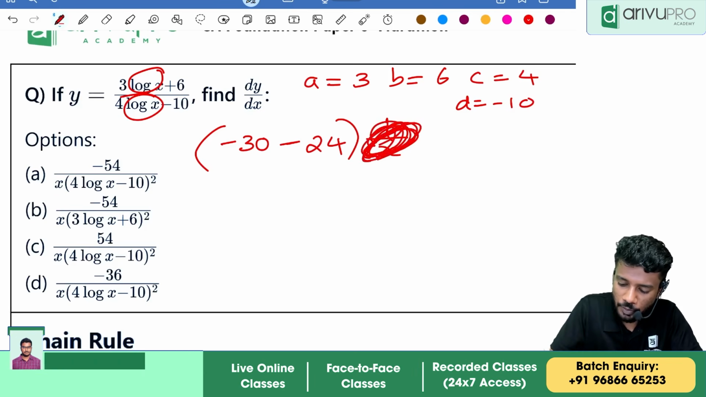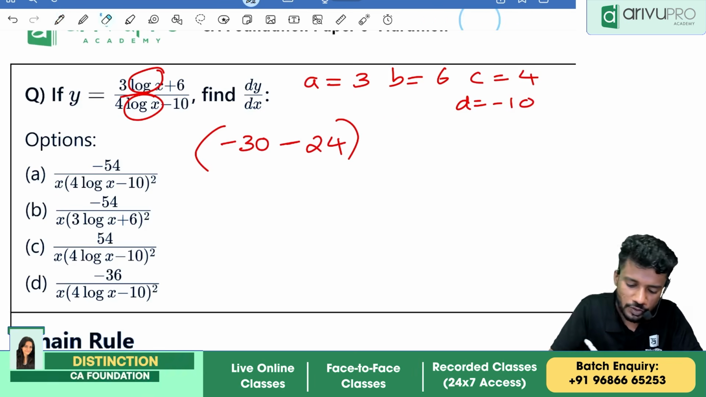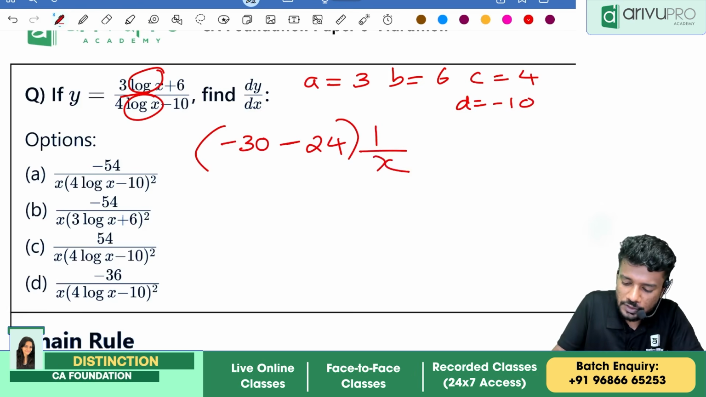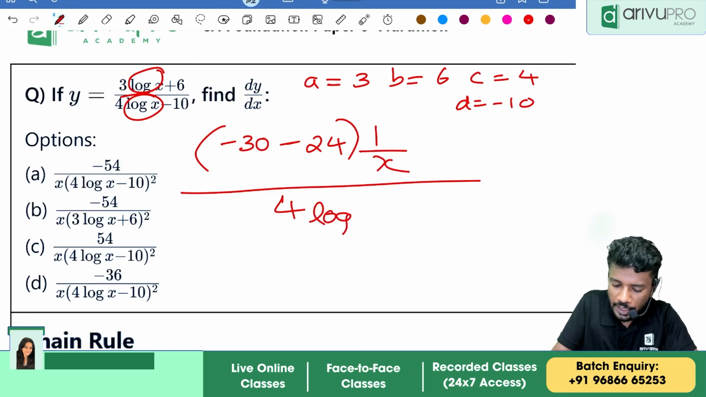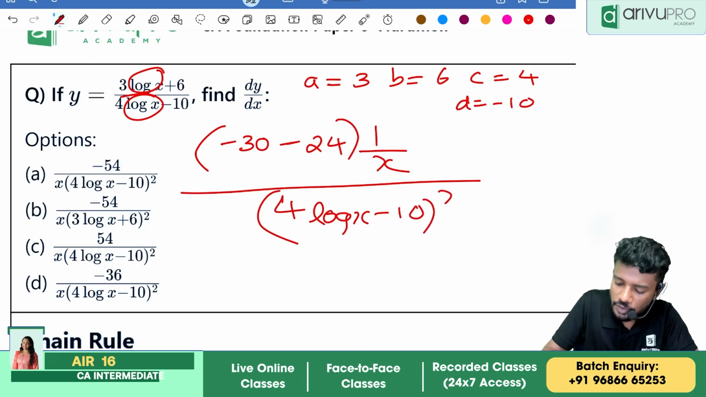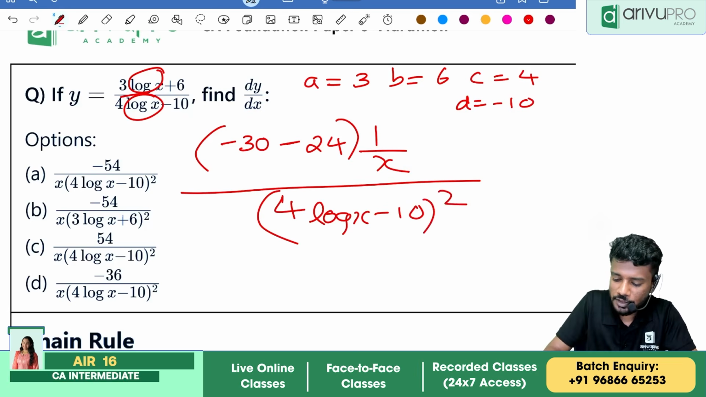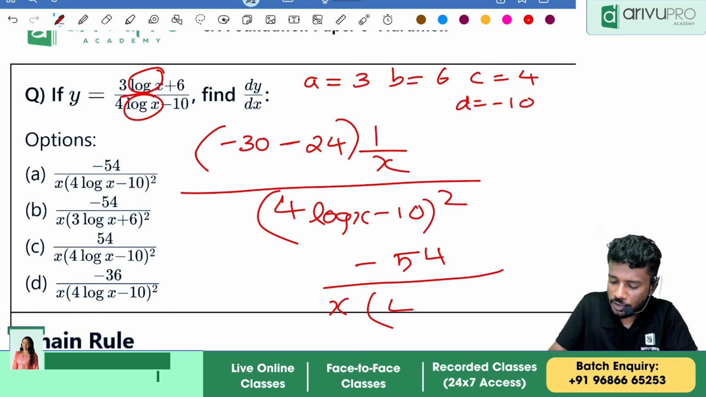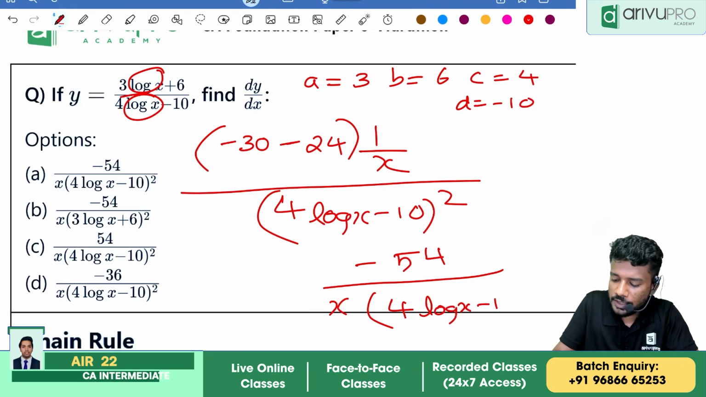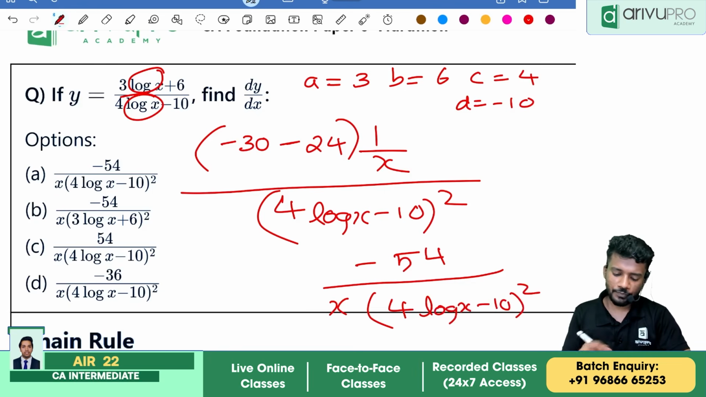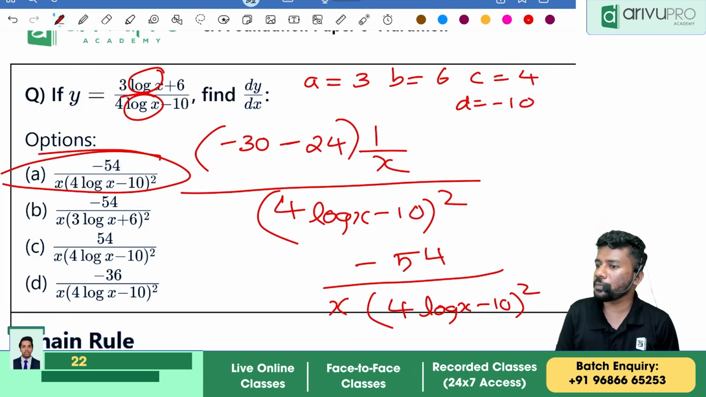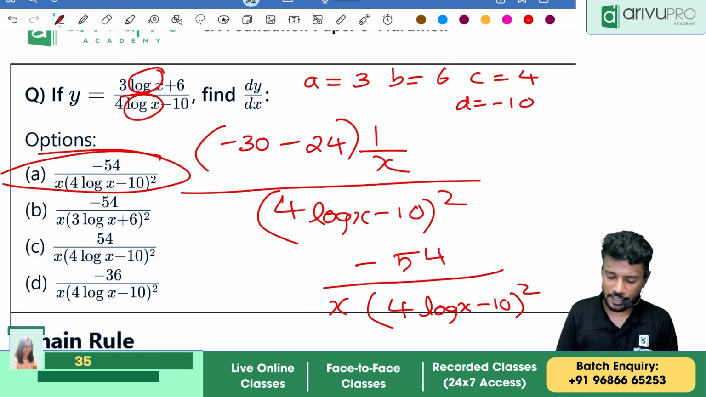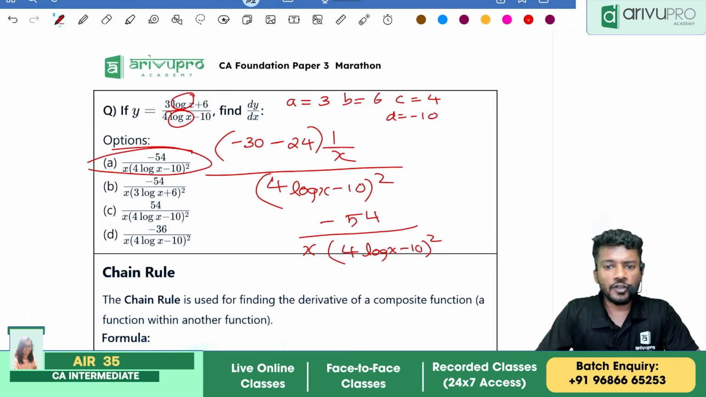I will write it properly so that you won't be confused. I will write 1 by x. The entire thing is divided by what? 4 log x minus 10, the denominator square. You tell me what is the answer. Minus 54 divided by x will come to the denominator, that is 4 log x minus 10 the whole square. Which is the answer now? Option A? Yes. Got the logic, people? Is it clear for everyone? Yes. Can we go for the next one?